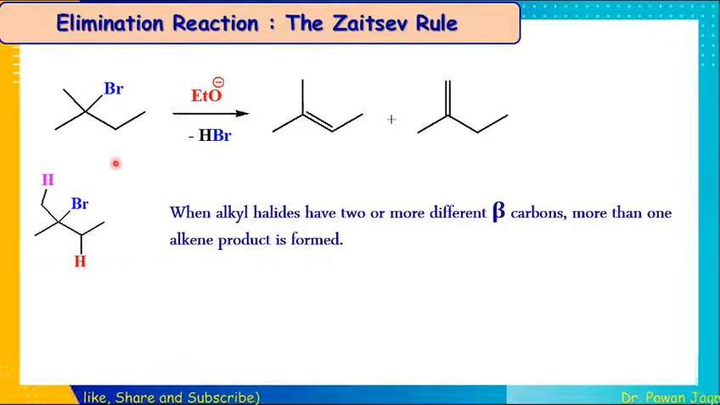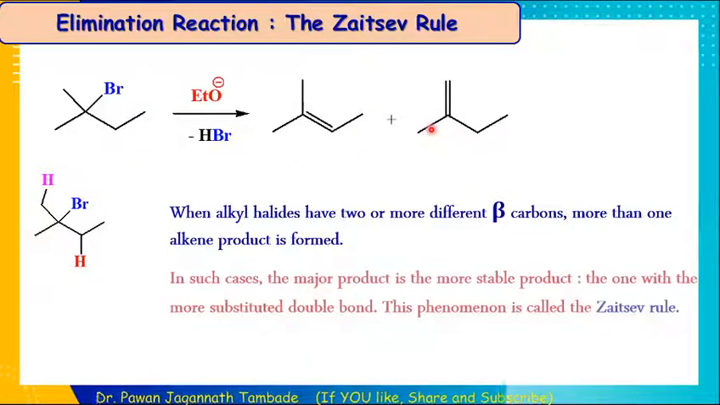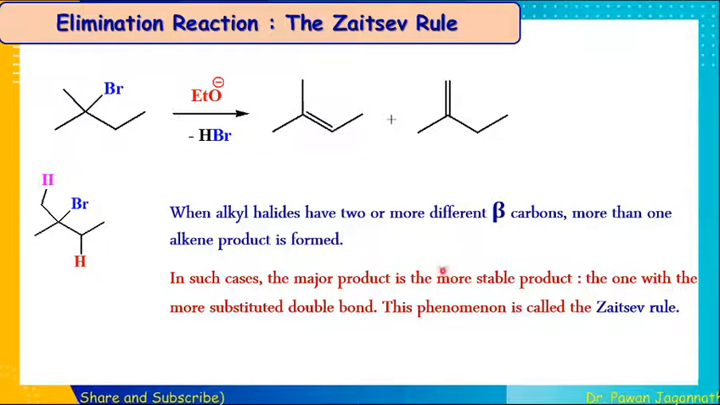So in a condition when alkyl halides have two or more beta carbon atoms which possess beta hydrogens, then in such cases more than one alkene product may form. Now which product will be predominant is determined by Zaitsev rule. According to Zaitsev rule, the major product is the more stable product, that is the one with the more substituted double bond. This rule is called Zaitsev rule.